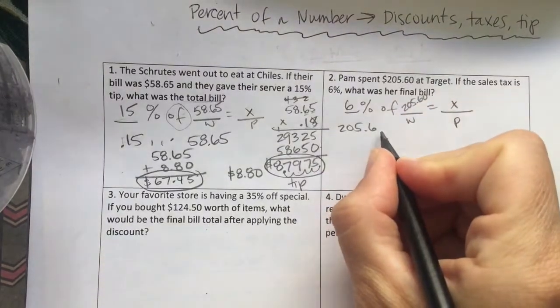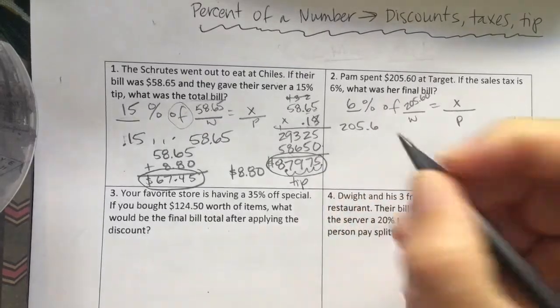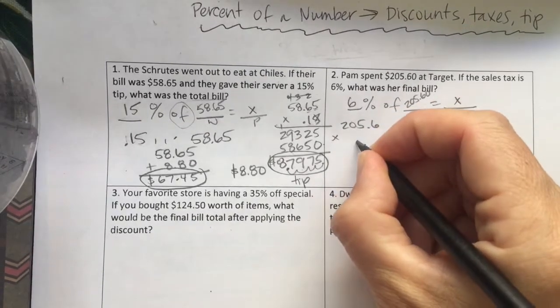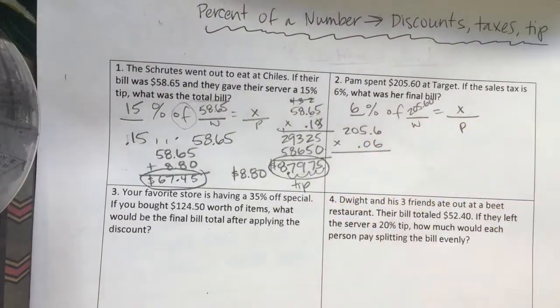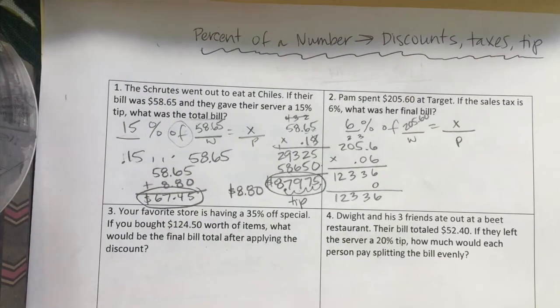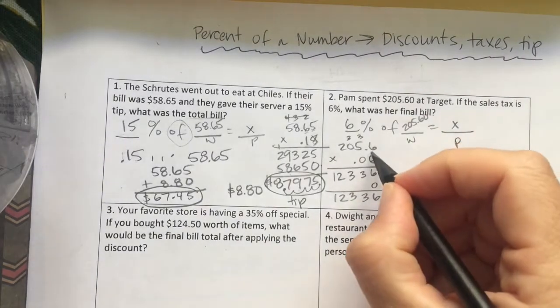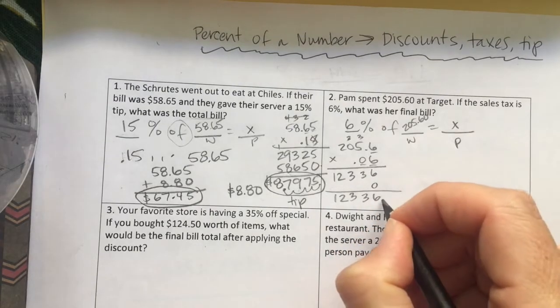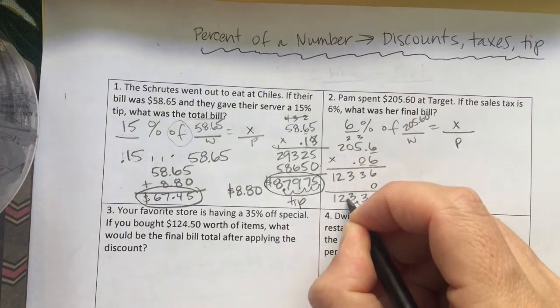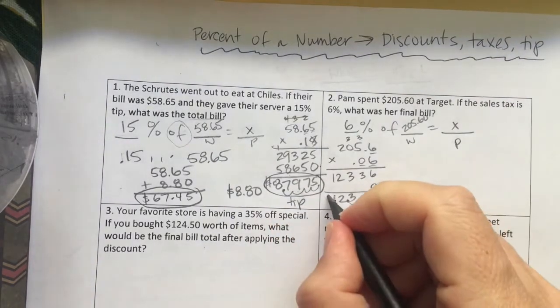$205.60. Notice I took off this 0 at the end. I don't really need it. I just left it off. Times 0.06. All right, go ahead and do your computation and I'll meet you at the end. Okay, so you should have gotten 12336. We need to move our decimal still 3 places. 1, 2, 3.